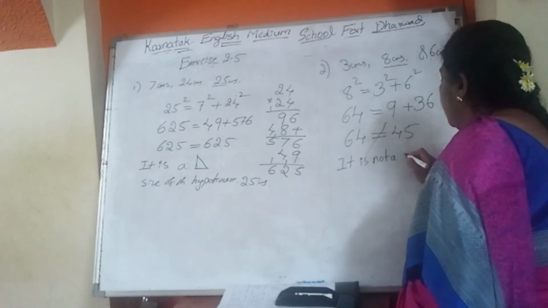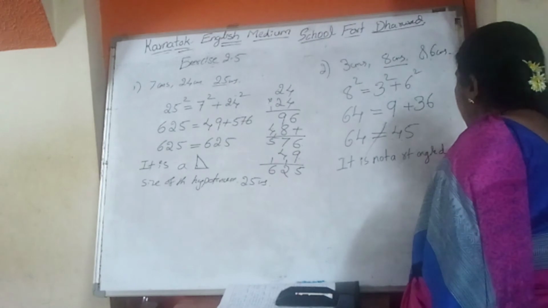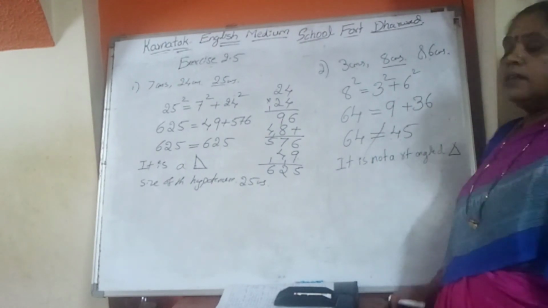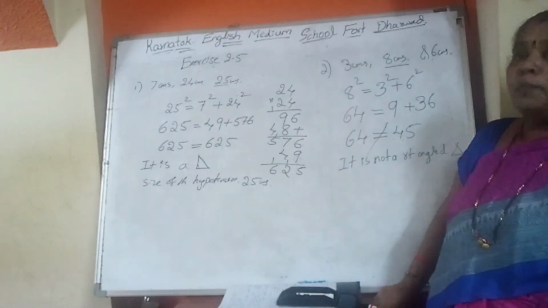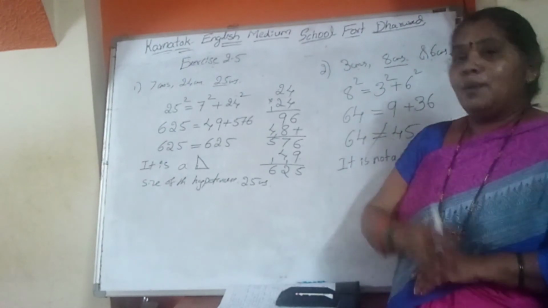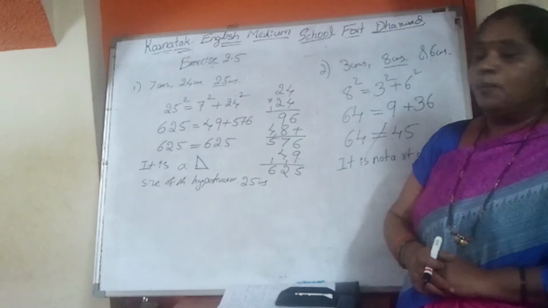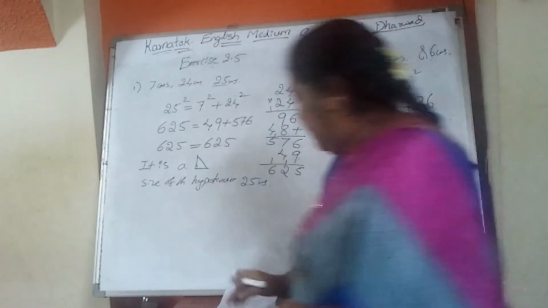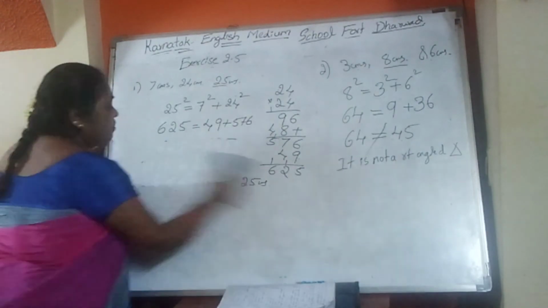It is not a right angle triangle. Understood now, students? Still 2 problems remain in your textbook. You solve those 2 problems at home. If you have any doubt, ask me. So I'll go to the next problem.